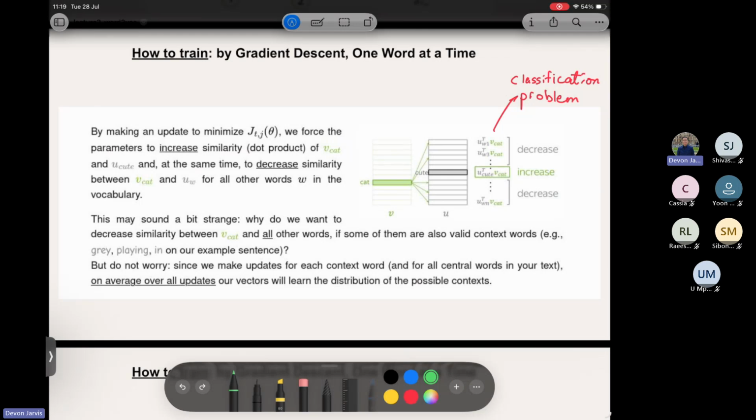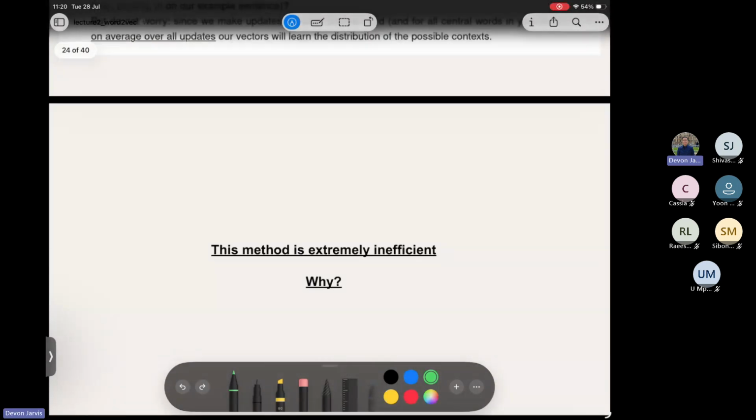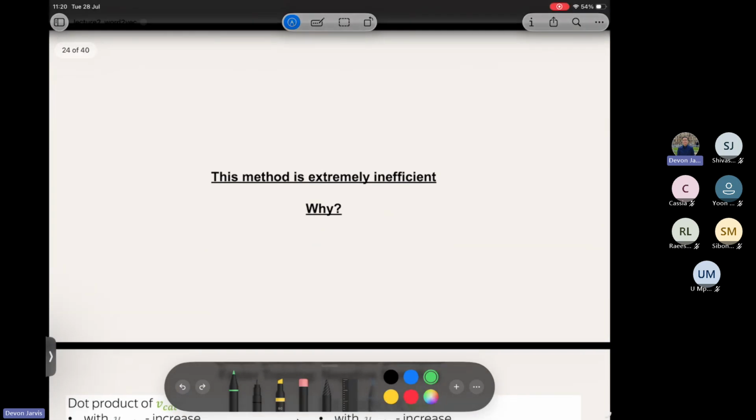So that is a bit of a weird oddity, but since you're making updates for each context word and all the central words in your text, on average, this will work out to give you the right embeddings. So again, we're not going to always make the completely perfect choice. We could make some kind of exception there if we wanted to, but we actually just don't care. It's going to come out in the averages, and eventually, because this is essentially a classification problem, we have to pick one of these words from our vocabulary, and so you're going to end up trying to just pick the right one. But that is just a thing to note. If you're ever going over that equation, and you think, oh, wait, that's a little bit contradictory, it is.